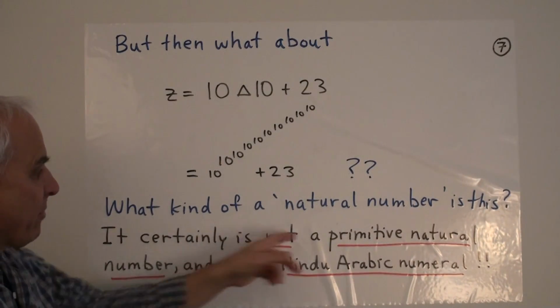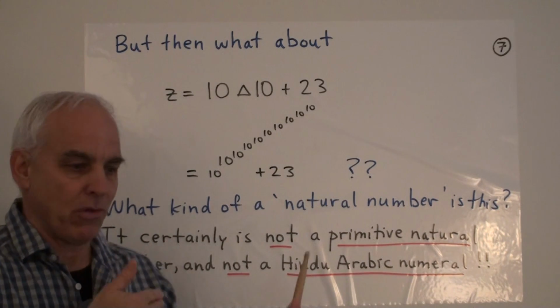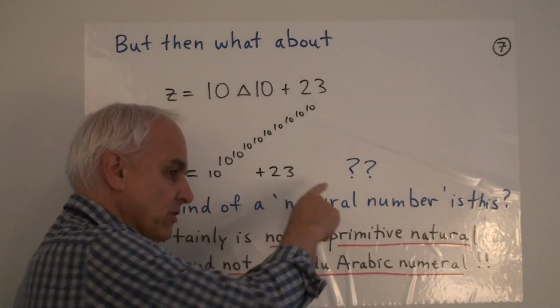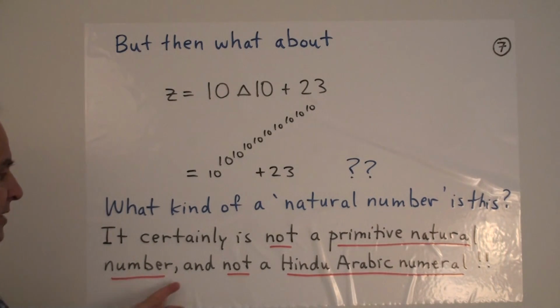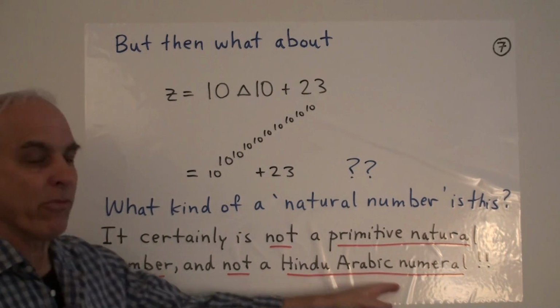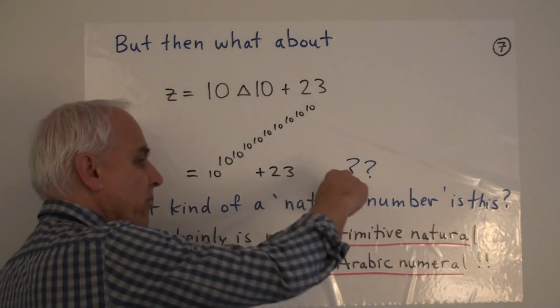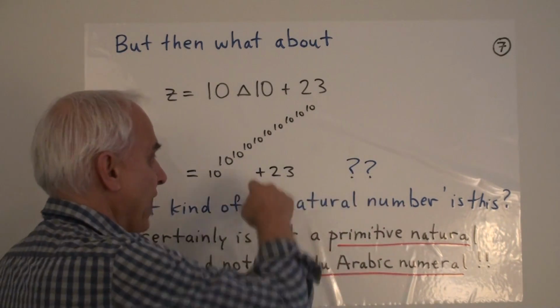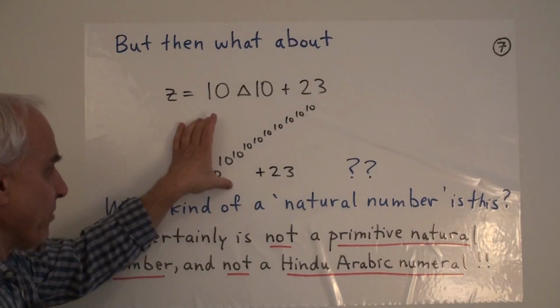This is certainly not a primitive natural number. There's no way that this is a shortcut for an actual primitive natural number, which is a whole bunch of strokes on a page. No way. And it's also not anything representing a Hindu-Arabic numeral. There's no way of writing out a Hindu-Arabic numeral with lots of zeros and then ending in 2, 3 that actually is being represented by this.